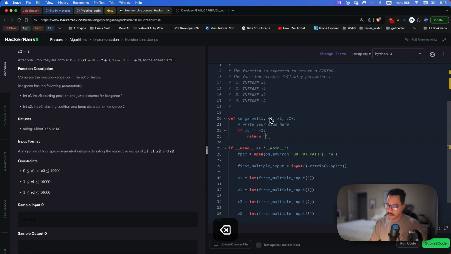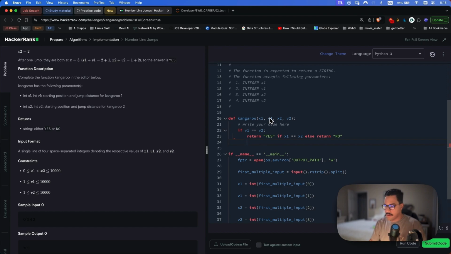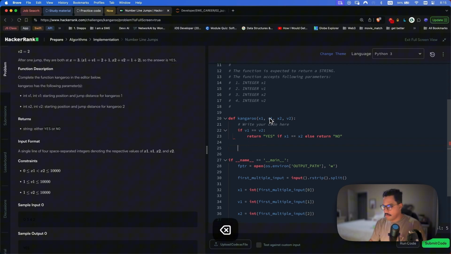If velocities are equal, let's do it like this. If velocities are equal, return yes if the distance or the starting points are also equal. Else, return no. And that way we cover both cases we mentioned earlier, where one kangaroo has to be faster and the other one has to be ahead in time. Because if not, then they would never meet.